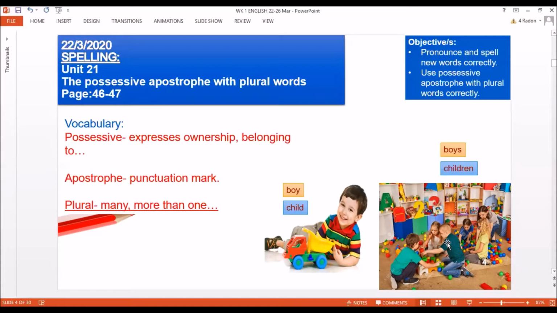So, we will use now the plural form of the word boy, which is boys. And how many children do we have? One, two, three, four, five, six. So here we have more than one child now. We have six children. So instead of saying child, we use the plural form of the word child, which is children.